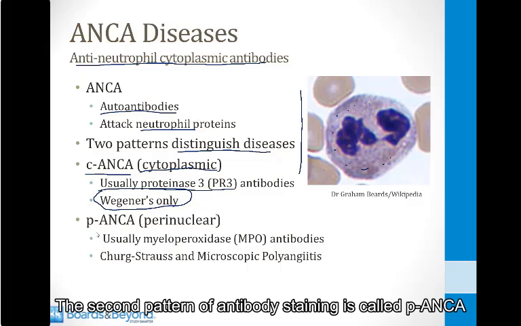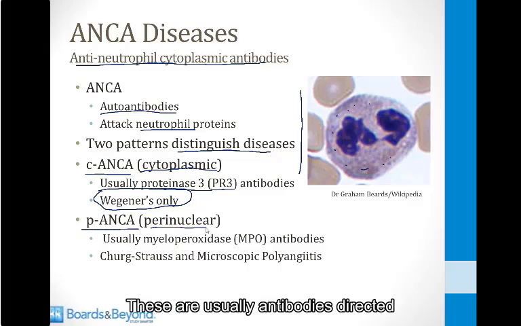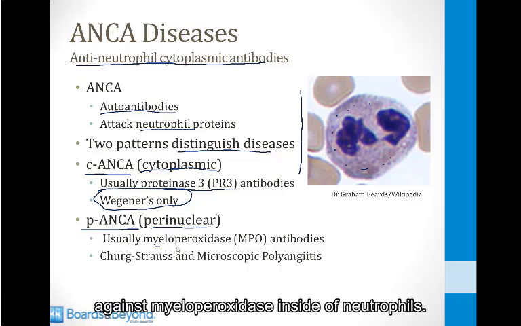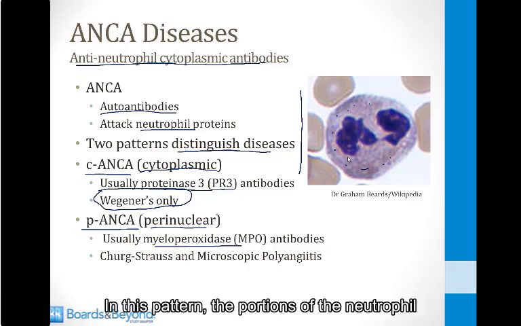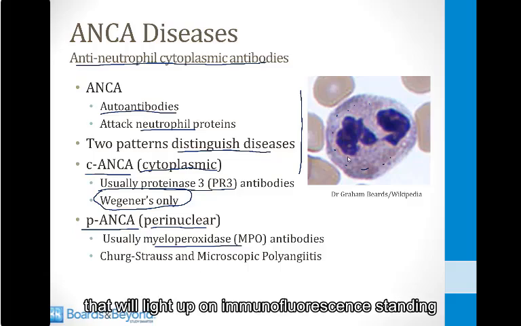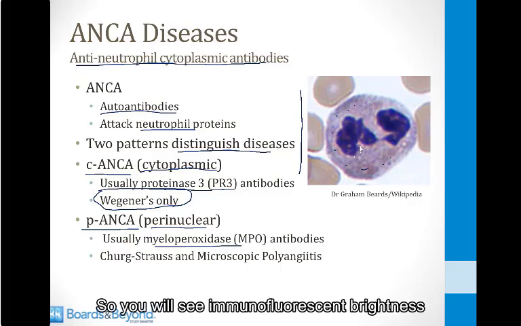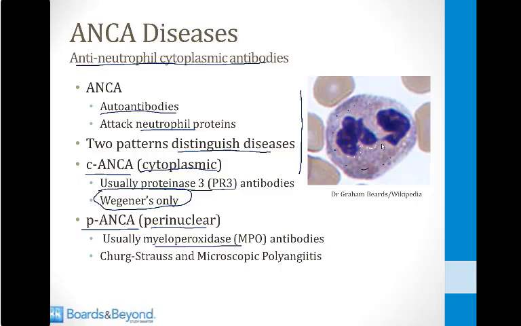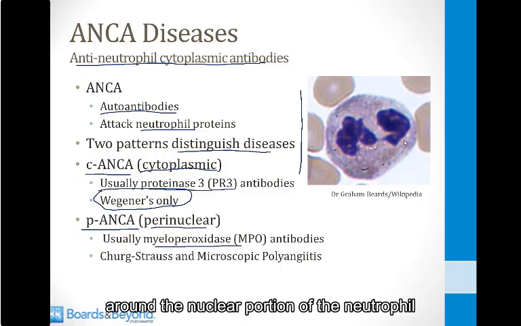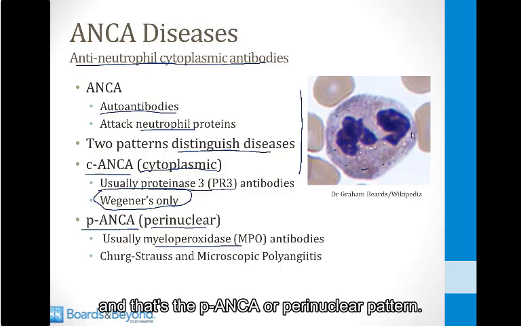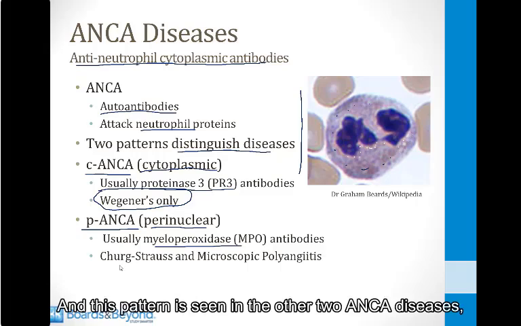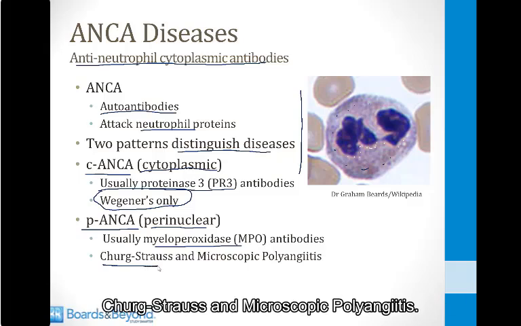The second pattern of antibody staining is called p-ANCA, and P stands for perinuclear. These are usually antibodies directed against myeloperoxidase inside of neutrophils. In this pattern, the portions of the neutrophil that will light up on immunofluorescent staining are the perinuclear portion, so you will see immunofluorescent brightness around the nuclear portion of the neutrophil, and that's the p-ANCA or perinuclear pattern. And this pattern is seen in the other two ANCA diseases, Churg-Strauss and microscopic polyangiitis.